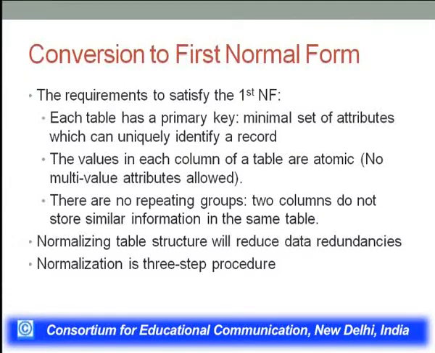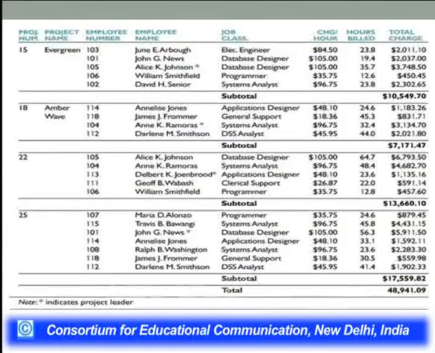The example that we will be taking for the same is the same as the project employee example that we are studying for the dependency diagram. This table shows the same data that we are using, the same relational schema which has project number, project name, employee number, employee name, job class, charges per hour, hours billed and total charge.